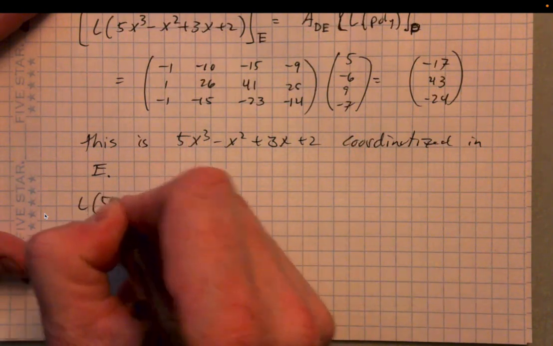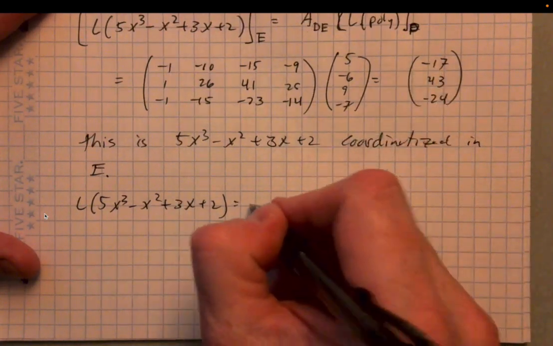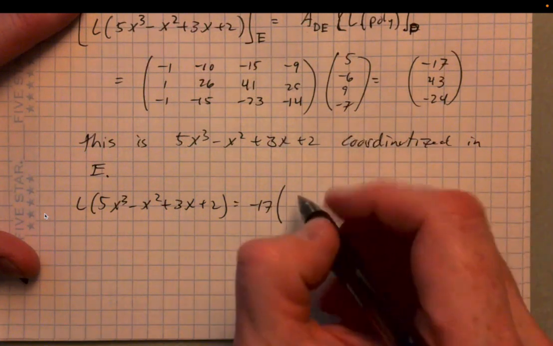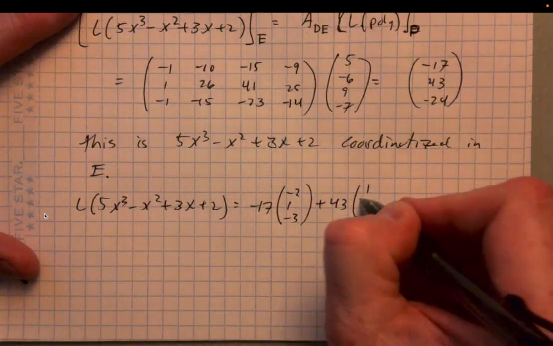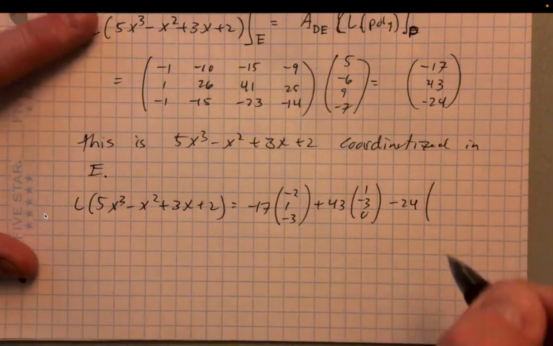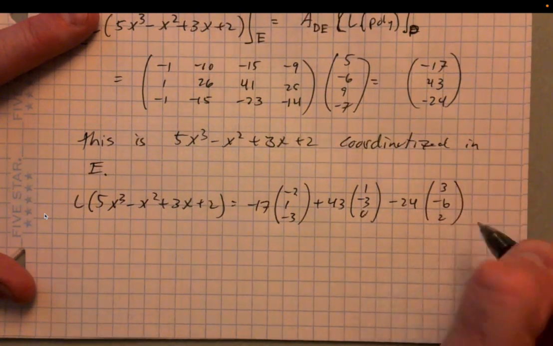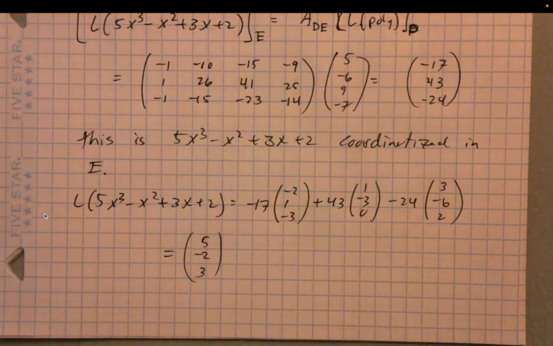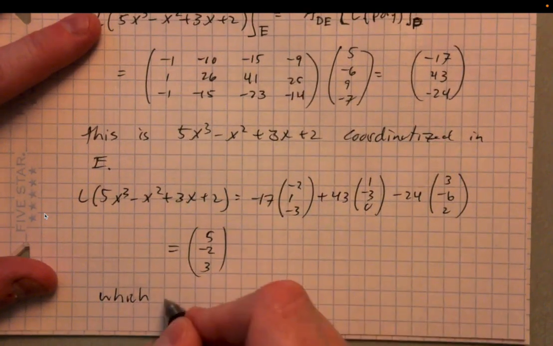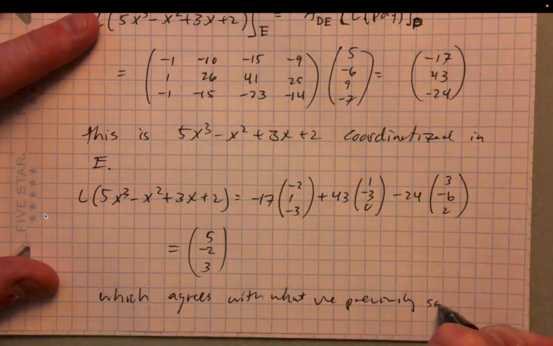So L of 5x cubed minus x squared plus 3x plus 2 is just equal to -17 times the first basis vector in E, which is -2, 1, -3, plus 43 times the second basis vector, which is 1, -3, 0, minus 24 times the third basis vector, which is 3, -6, 2. Right? Do all that multiplication, and you get 5, -2, 3, as desired. That's what you would expect to get. And of course, this agrees with what we previously saw. Perfect.